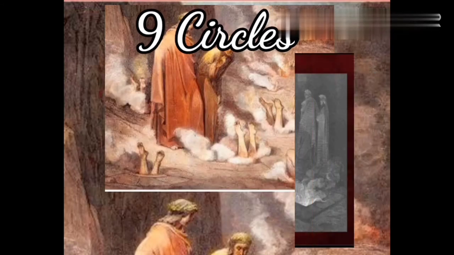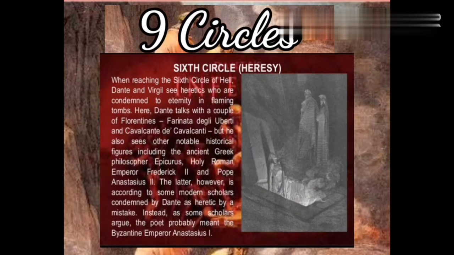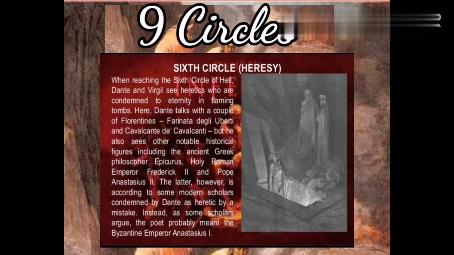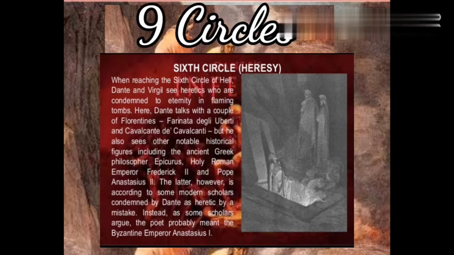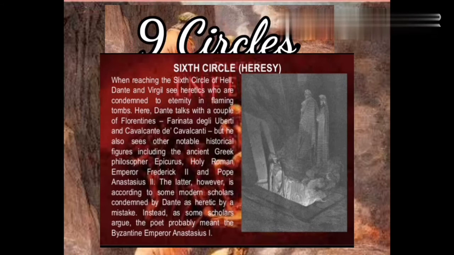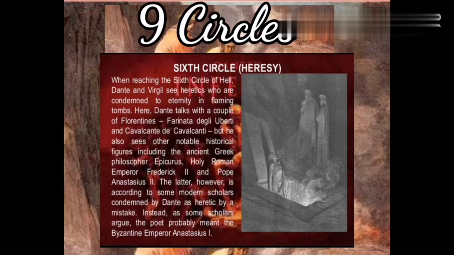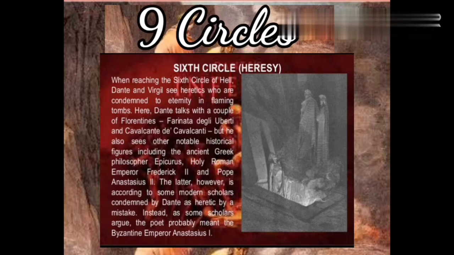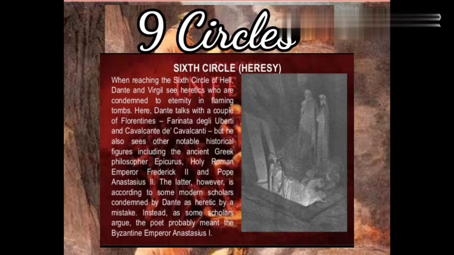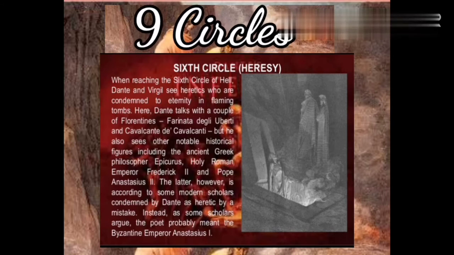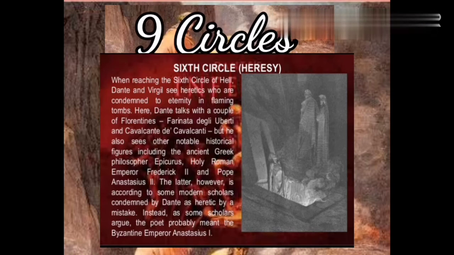In the sixth circle of hell, Dante and Virgil see heretics who are condemned to eternity in flaming tombs. Here Dante talks with a couple of Florentines, Farinata degli Uberti and Cavalcante de' Cavalcanti, but he also sees other notable historical figures, including the ancient Greek philosopher Epicurus, Holy Roman Emperor Frederick II, and Pope Anastasius II.